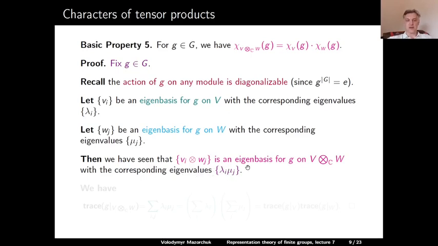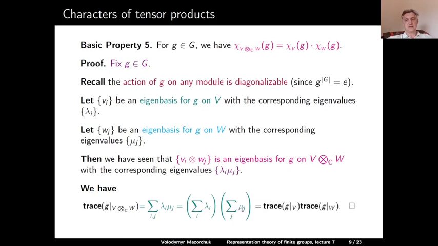and the corresponding eigenvalues are exactly lambda_i times mu_j. So in particular, the trace of the action of g on the tensor product is the sum over all i and j of the products lambda_i times mu_j. We can rewrite the sum as a product where the first factor is a sum over all i of lambda_i, and the second factor is a sum over all j of mu_j. And this is exactly the product of the trace of the action of g on V and the trace of the action of g on W, which proves our basic property.